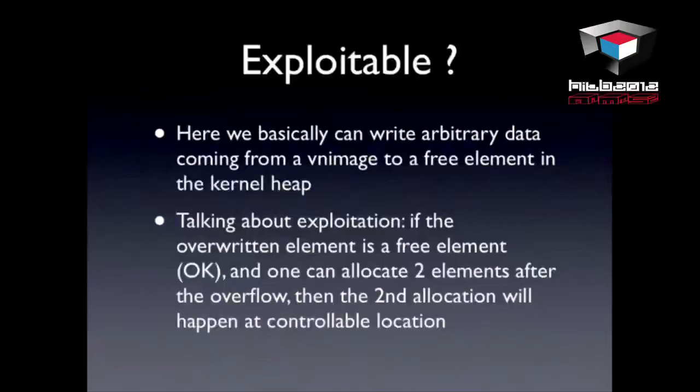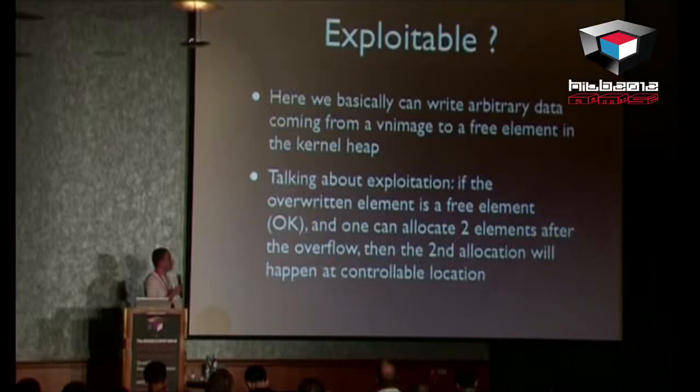So, is it exploitable? We can basically write data to a free block in memory, a free heap element. And yes, this is exploitable because this is a linked list, and this is why it crashes also. If you can overwrite the first DWORD of the next free element, and you can do two allocations after that, then this allocation happens in a controlled position.